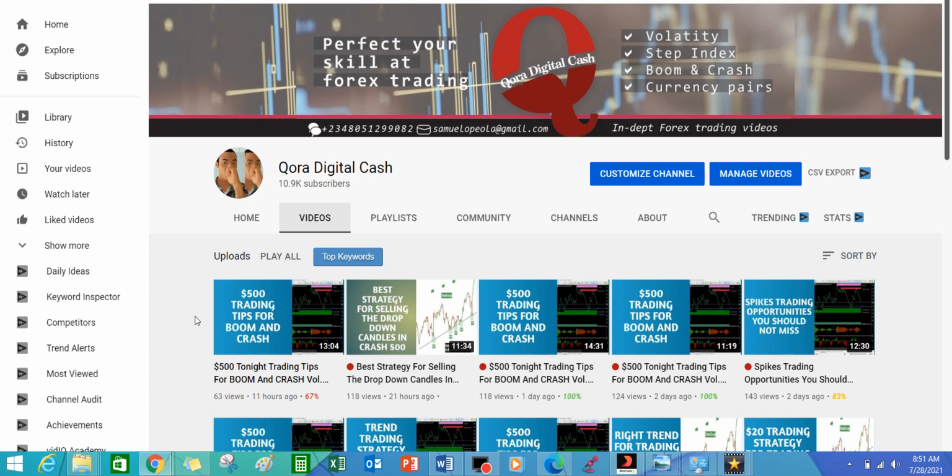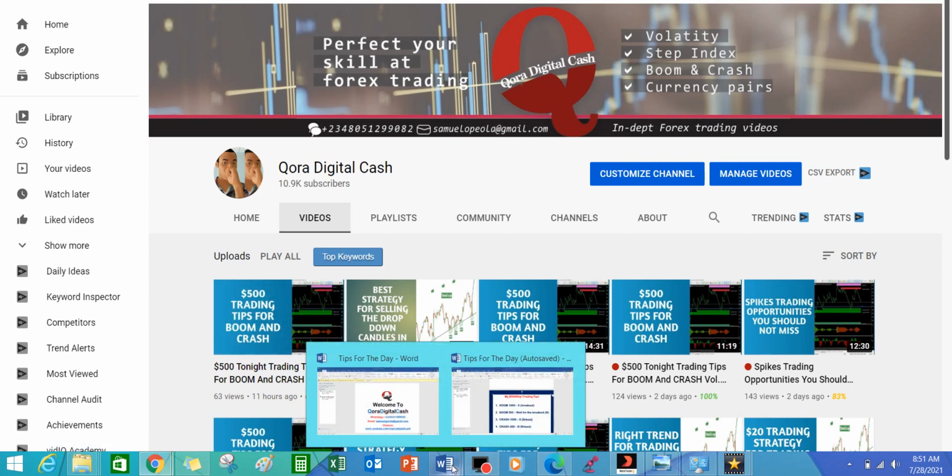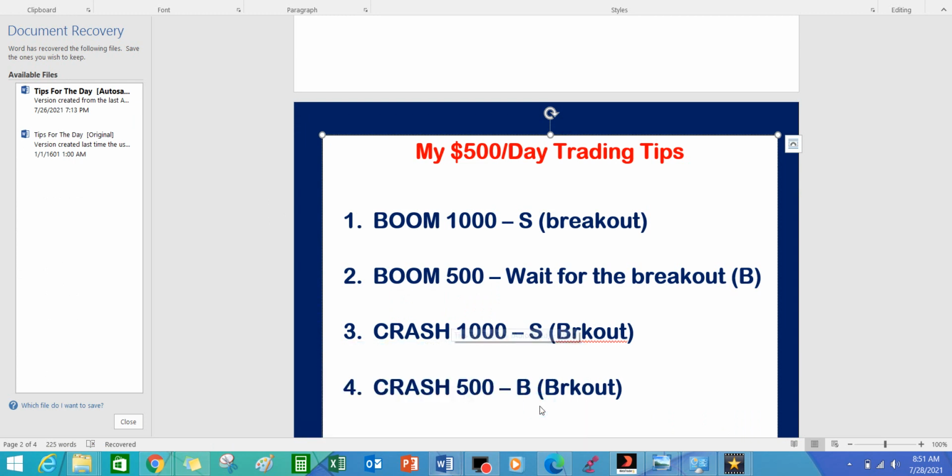For those of you that joined me in the night during the $500 trading tips yesterday night, I believe you milked the market. Everything that we predicted went out successfully. Boom also sold after the breakout. Boom 1000 sold after the breakout. Boom 500.